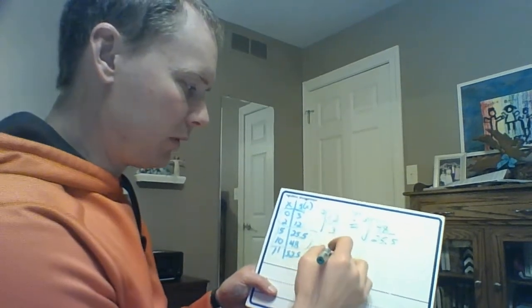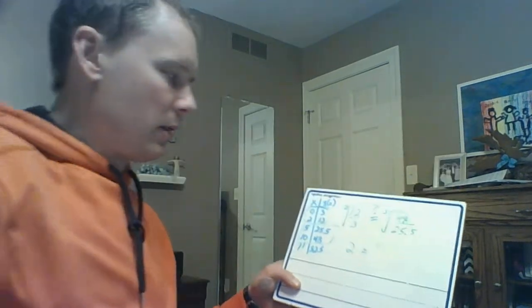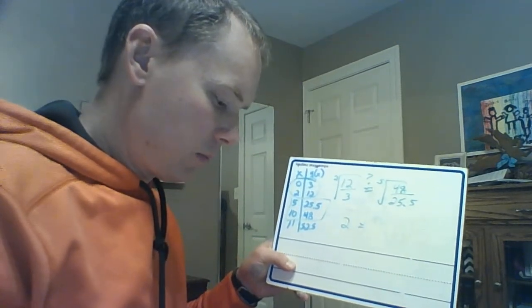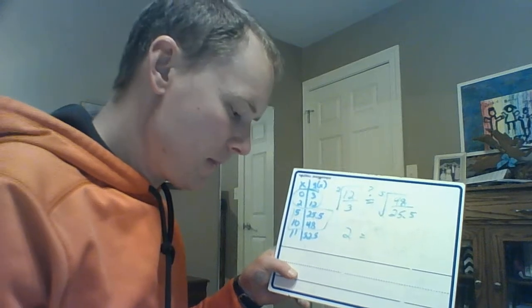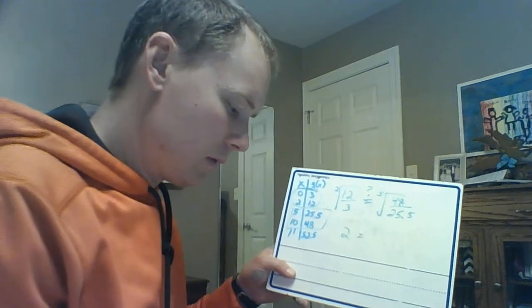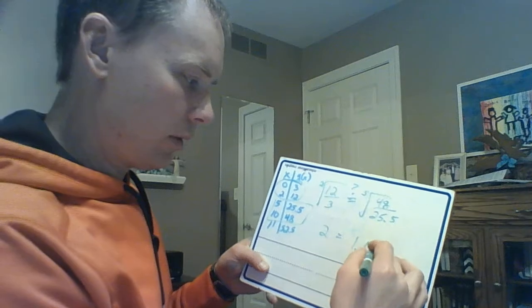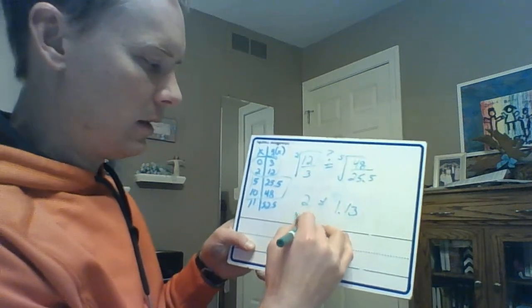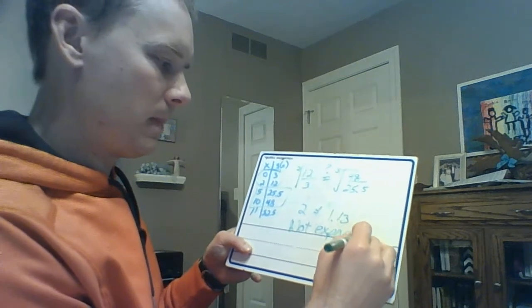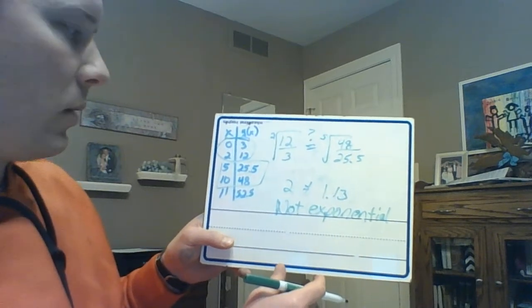So if you check both of those, I believe this comes out to be 2. And if you check that one, I thought I had it checked. 48 over 25.5, the fifth root. You get 1.13. And obviously, since those are not equal, this is not an exponential function. Okay, close but not quite.